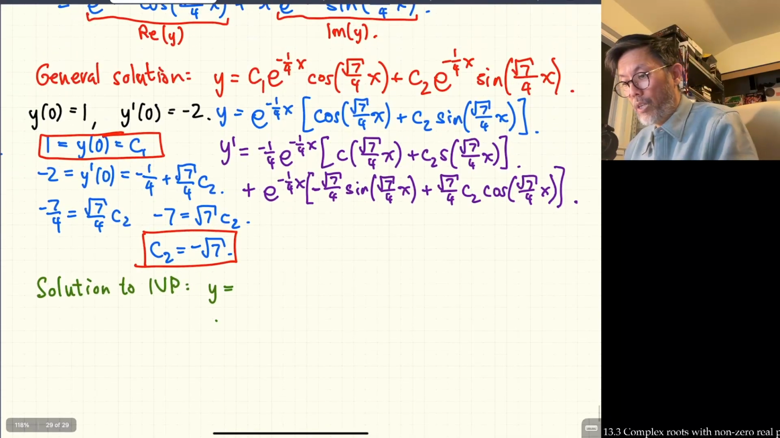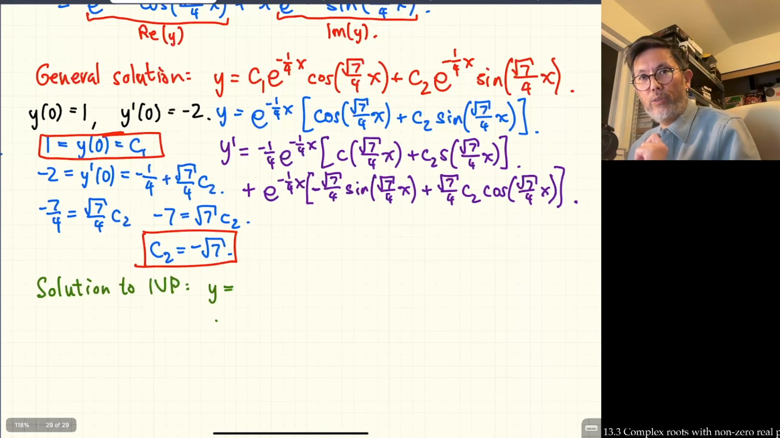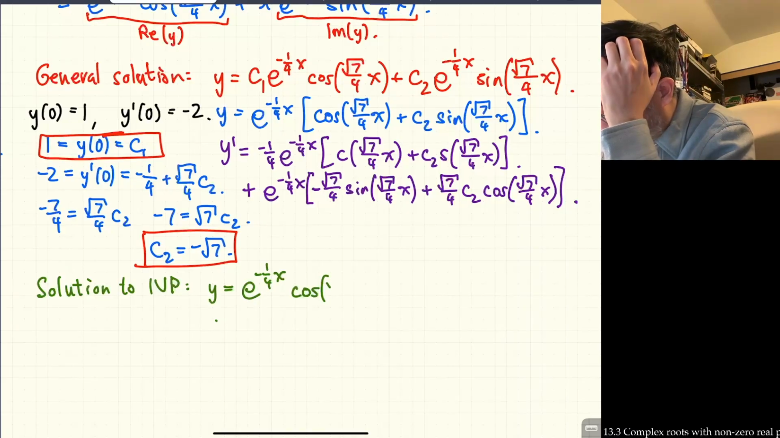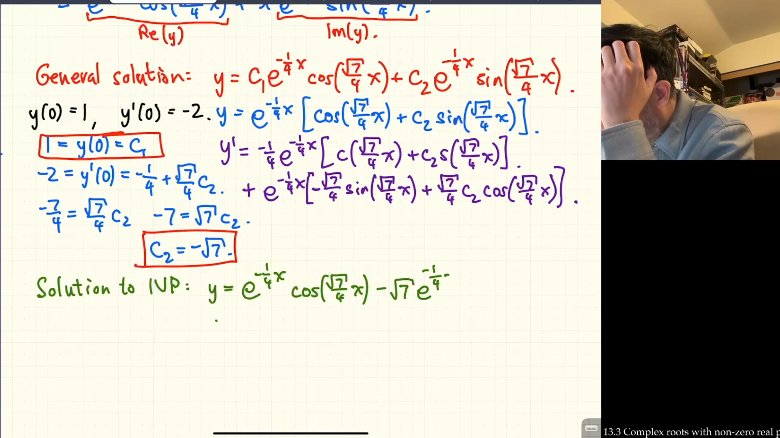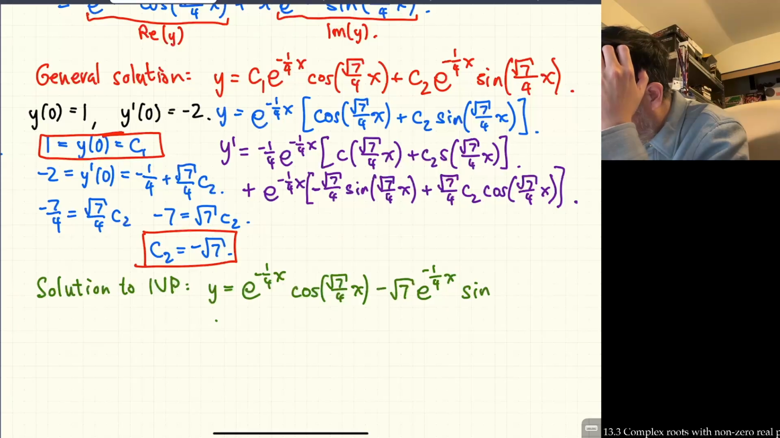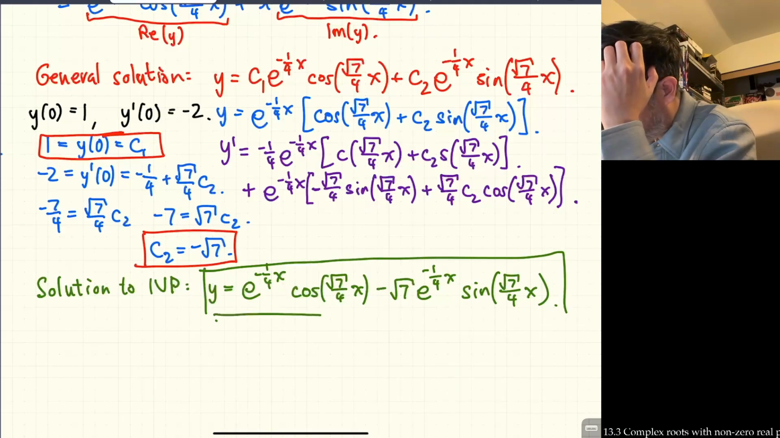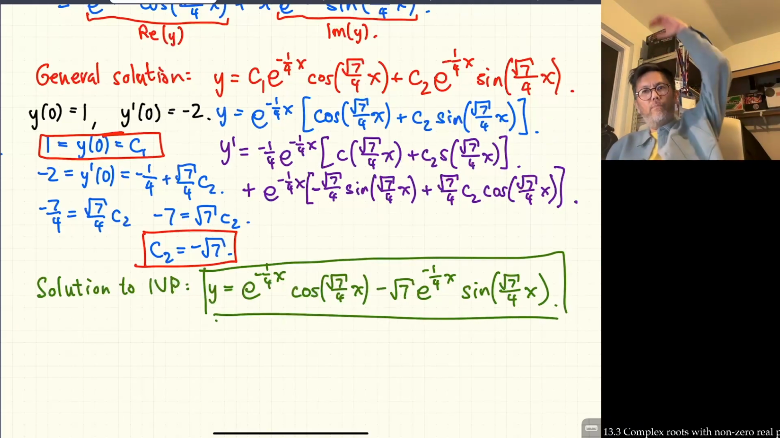Solution to the IVP. It's given by y equals. Okay, so I'm going to plug these C1 and C2 back into my general solution. So I get y equals e to the negative 1/4 x times cosine of square root of 7 over 4 times x minus square root of 7 times e to the negative 1/4 x times sine of square root of 7 over 4 times x. And this is the solution to my initial value problem.